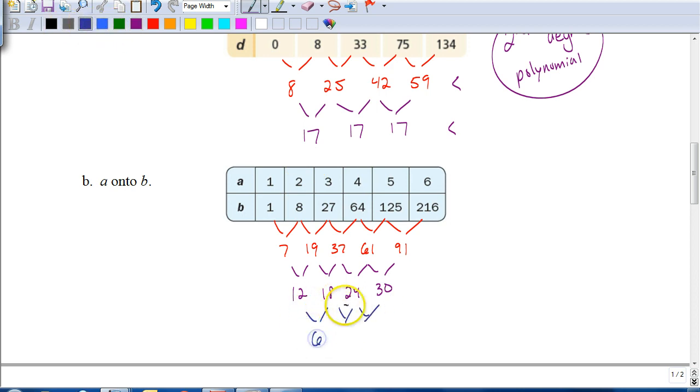18 minus 12 is 6, 24 minus 18 is 6, 30 minus 24 is 6. So we get our evil 666 here. But that just tells us that this is a third degree polynomial because it's the third row of differences that we got that row of 6s. So this would be a third degree polynomial for this one.